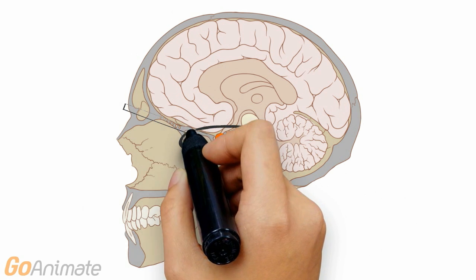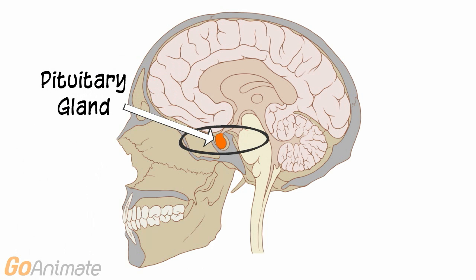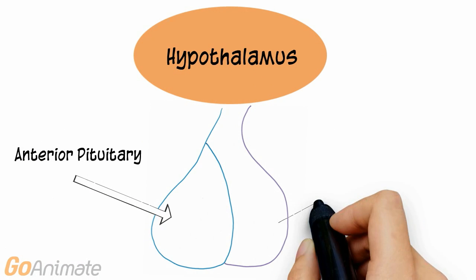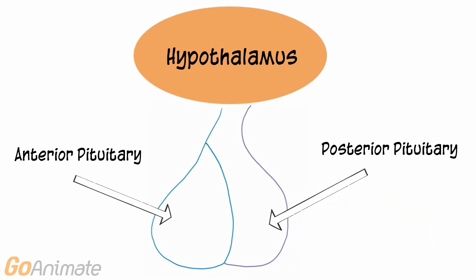The pituitary gland is located just under the brain in a part of the sphenoid bone known as the sella turcica. The pituitary gland is divided into anterior and posterior sections. Each of these sections work differently.